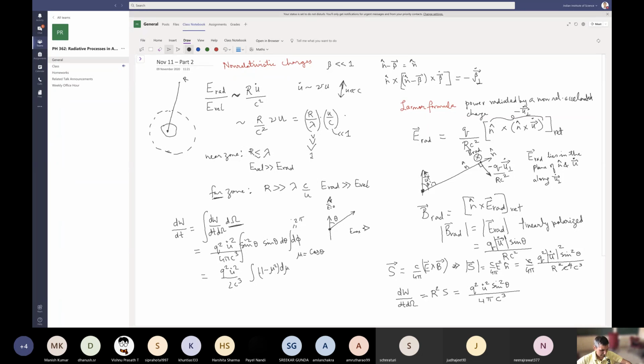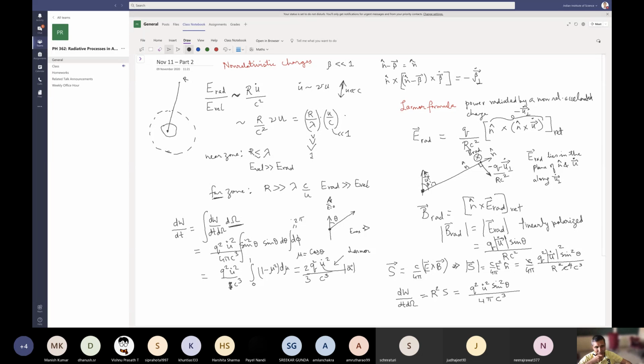This is a change of variable. It goes from -1 to 1, but you can go 0 to 1 and multiply by a factor of 2, so that 2 and this 2 cancel. So you have q squared u dot squared by c cubed, and you'll have 2/3. This is the famous Larmor formula. This is the Larmor formula for power radiated by a non-relativistic charge which is accelerating. 2/3 e squared a squared by c cubed, where a is nothing but acceleration. So this is the Larmor formula.